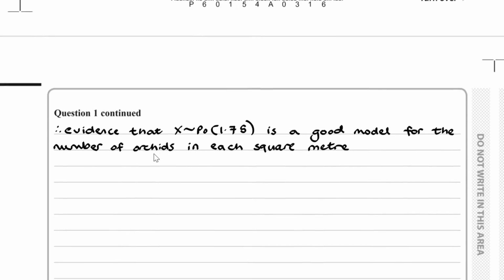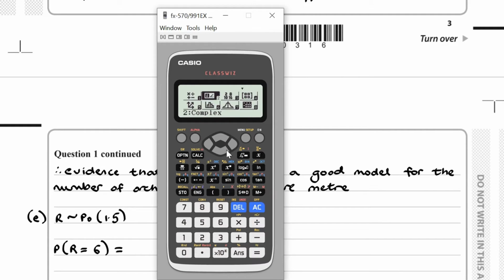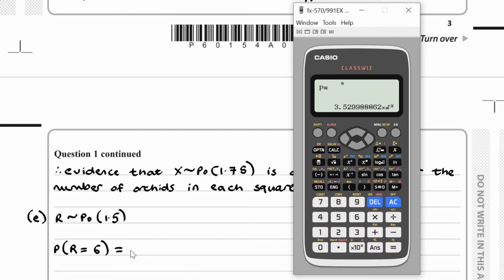So with this new model, for part E of the question, we have R, which is modelled with a Poisson distribution with mean 1.5. So the probability that R is equal to 6, we can find this out. If we go to the distribution section, we have a Poisson PD variable, x is equal to 6, the mean is equal to 1.5. So we end up with a value of 3.529, etc., times 10 to the minus 3. We'll store this in A.